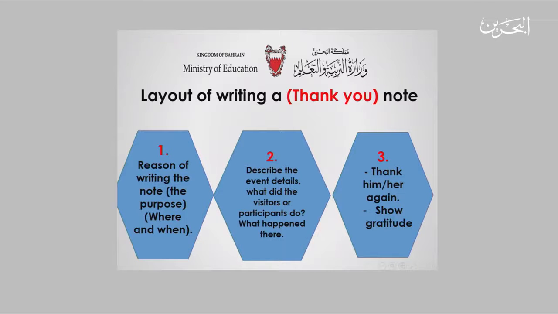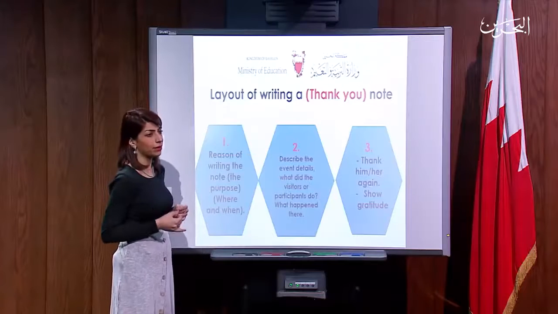Let's move to the second paragraph. Here is the details paragraph. In this case, you have to describe the event details. For example, what did the visitors or the participants do? What happened in detail exactly there?